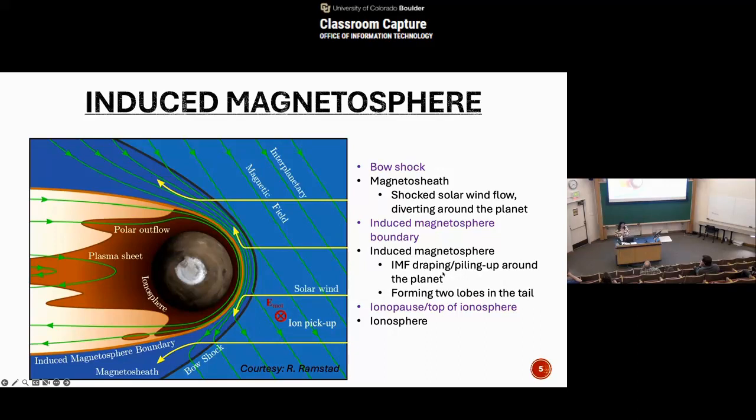So this is a magnetic field piled up around the planet, and you can see it drape around the planet and create the two lobes in the tail direction. So that's the region we're going to talk about here.